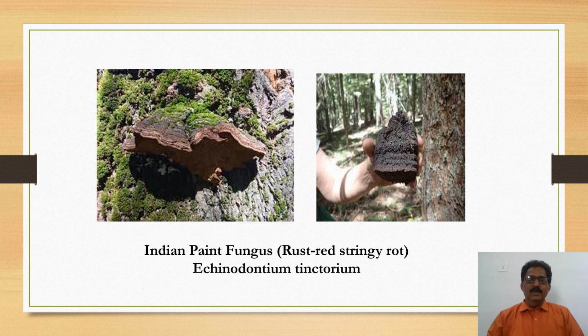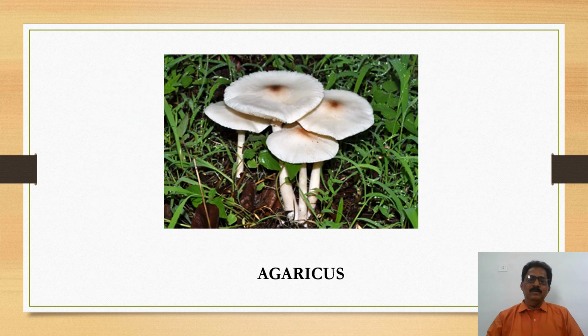This is the Indian paint fungus, which causes rotting of the stem of higher plants, also called the rust red stringy rot caused by this fungus. The name of this mushroom is Echinodontium tinctorium, which appears as hard structures having basidiospores and the basidiocarp, which are hard and attached to the stem of the plant.